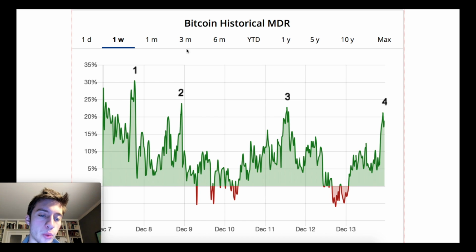So here we can see on the 1 week, the very highest point was point number 1 right there. We had some MDR spikes, which is already pretty bullish. And we now see that MDR is at 30%. So a lot more buying pressure than selling pressure, a lot more demand than supply. Price is more likely, probability speaking, to move up than it is to move down.